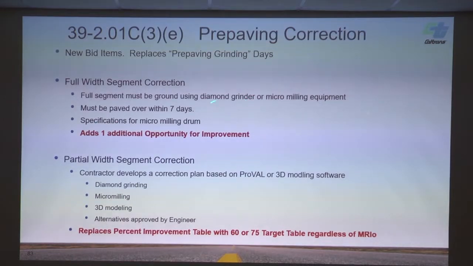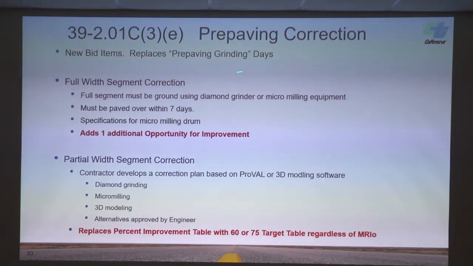And there's specifications for the micromilling drum. We're using the same specs as the cold planing specs for the construction part of it. But we're basically saying it's got to have this drum on it. The teeth have to be a 1/4 inch apart minimum, and they have to be within a 1/16 of each other as far as their depth. When we do that, that adds an opportunity for improvement. That's how we get one extra opportunity.